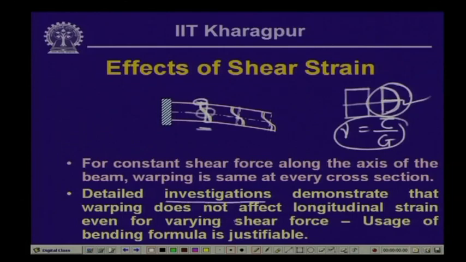Now, also it has been observed that when we go for a detailed investigation of such warping because of non-uniform shearing stress, that means if the shear force is not uniform along the beam, if there is varying shear force, then the warping will not be constant in all cross sections, and thereby there will be some change in the longitudinal strain. But the change in the longitudinal strain is not to the extent that the accuracy level is jeopardized, and hence the bending formula can be used for beams which are subjected to moments along with the shear.